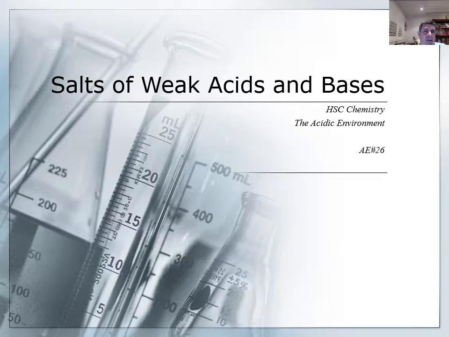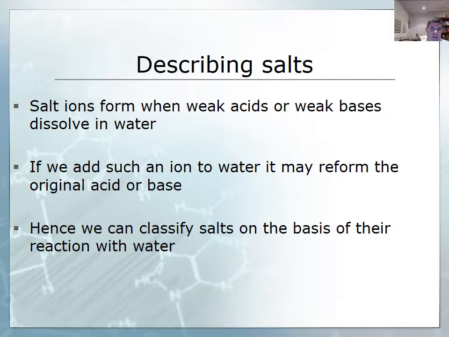In this video we're going to have a look at some of the salts of weak acids and bases. Now, one of the things that we can do now that we have some understanding of things like conjugate pairs is we can start to get a bit of an idea of the nature of different types of salts that form as a consequence of neutralization reactions.